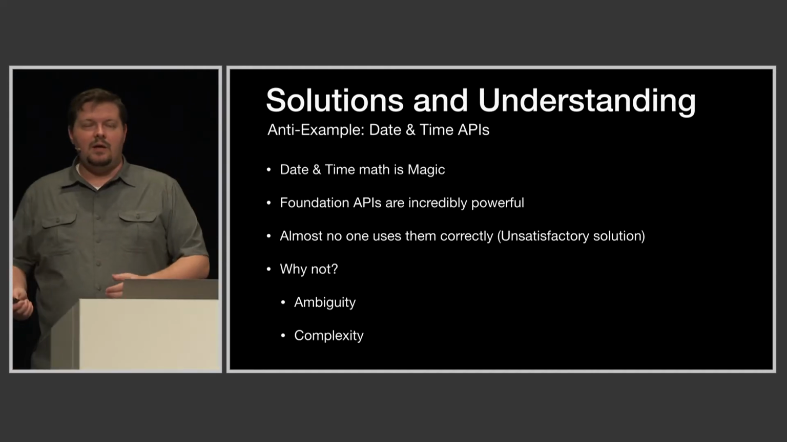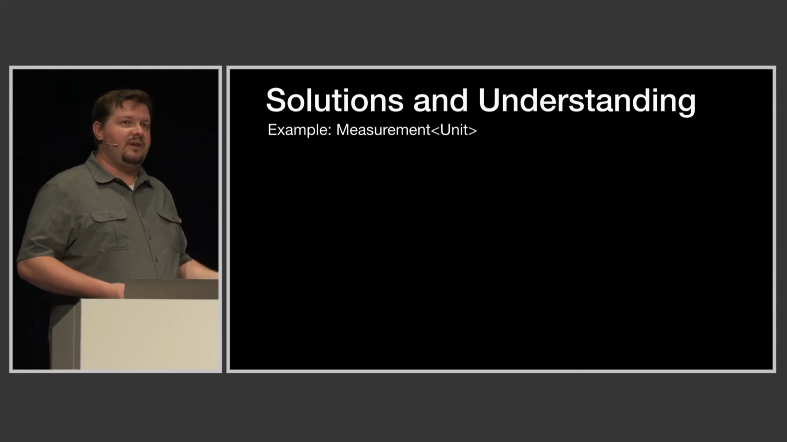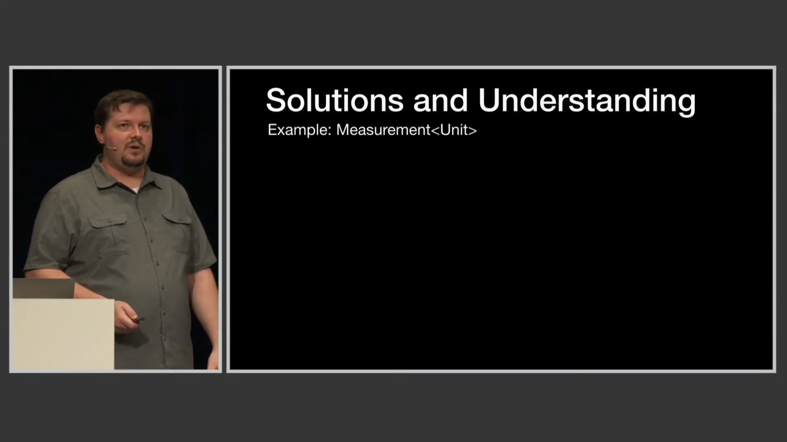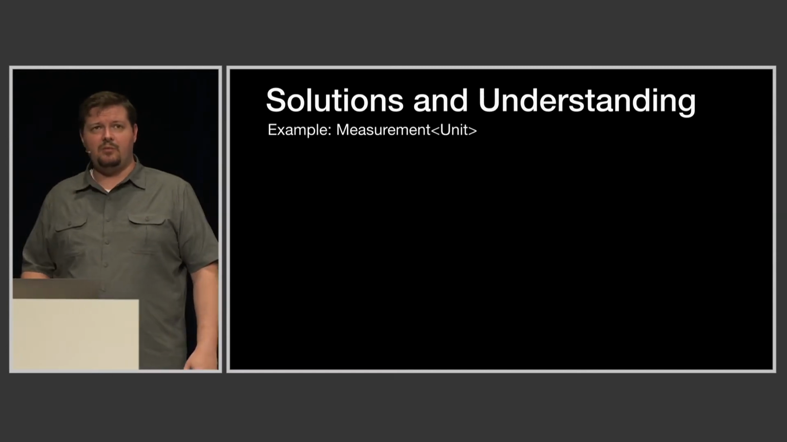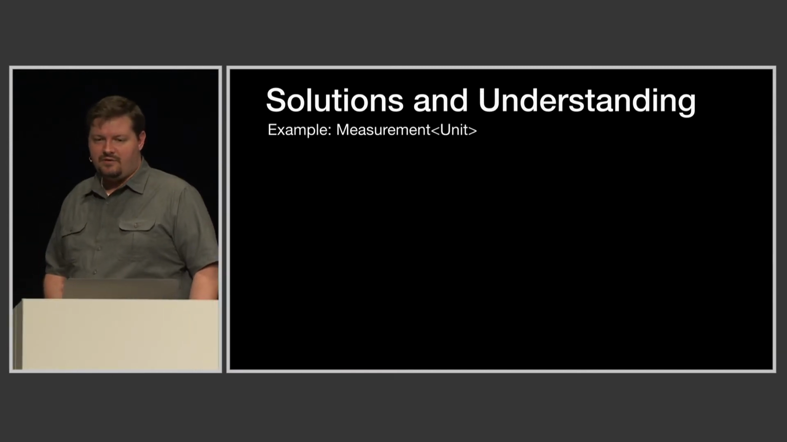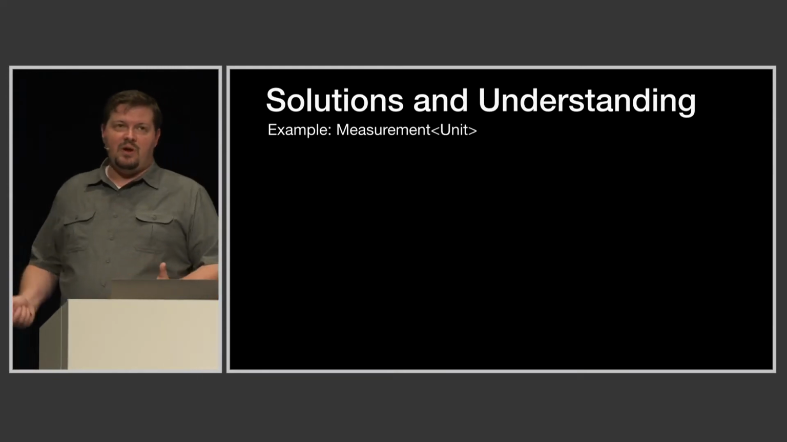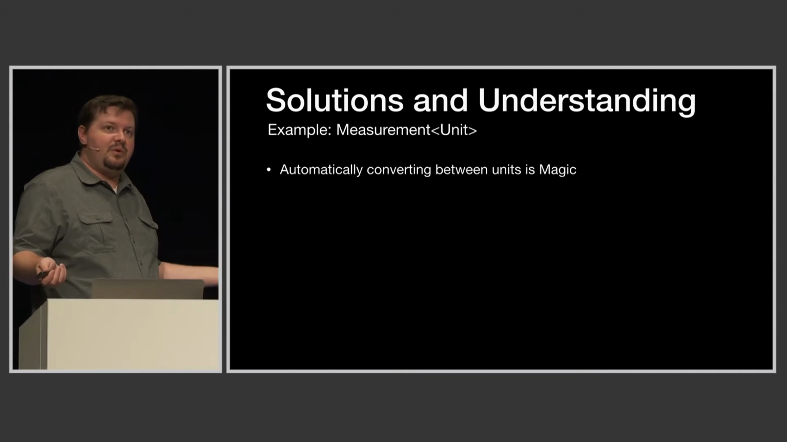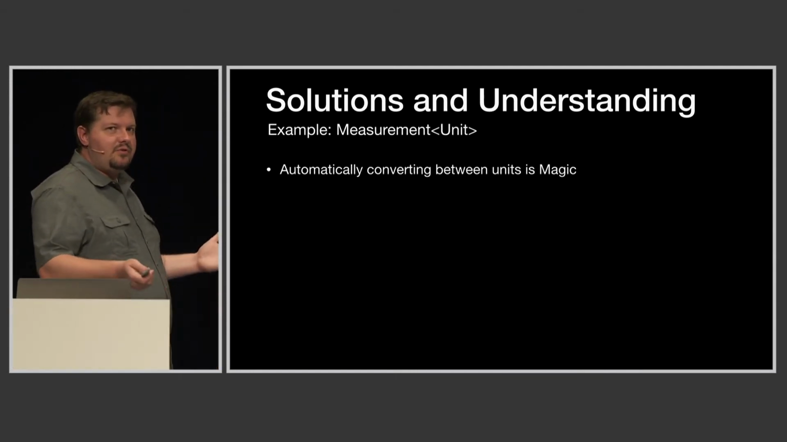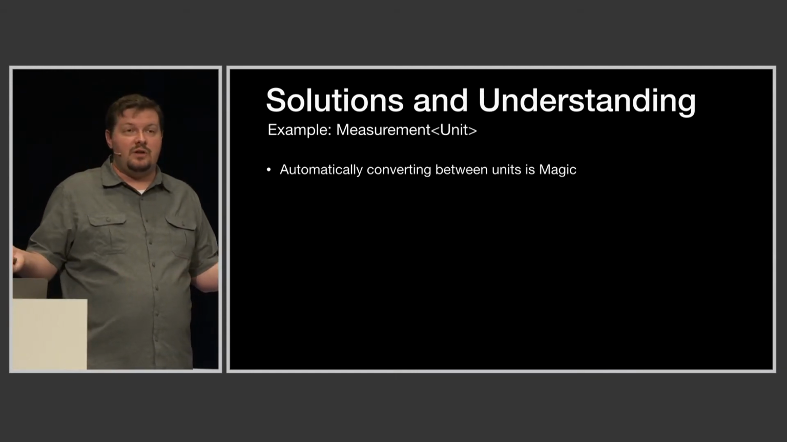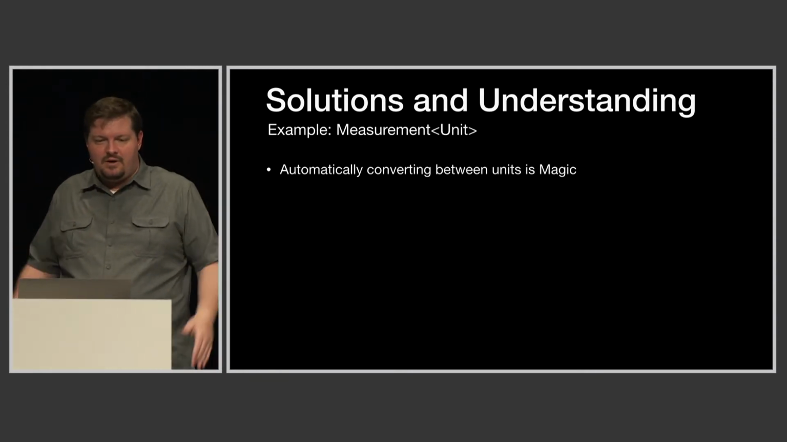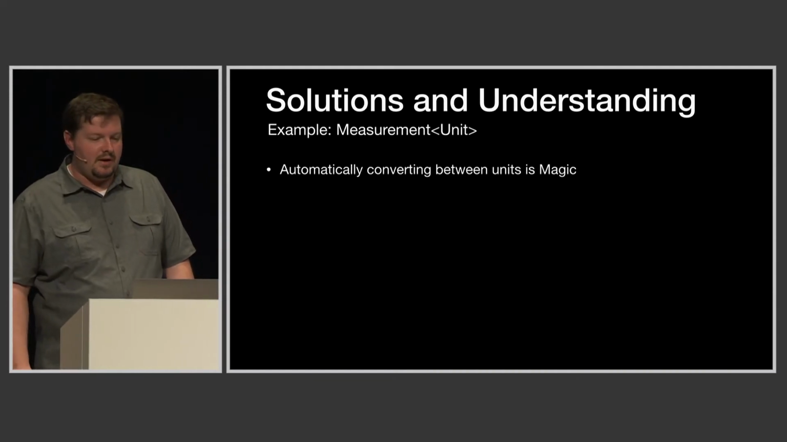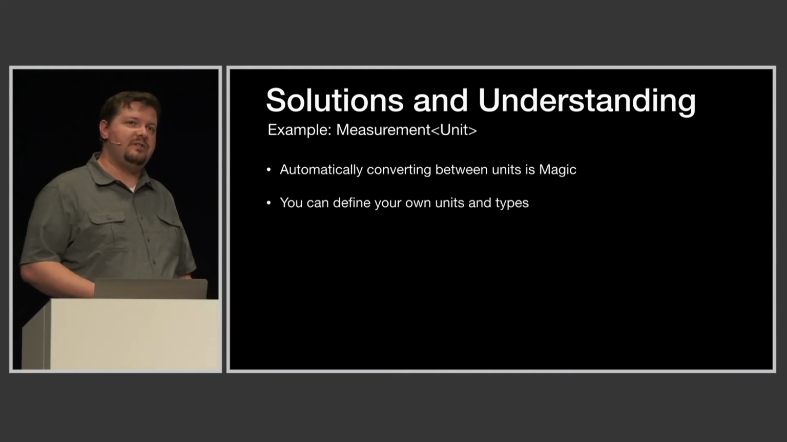On the other hand, an example, I think, of a satisfactory solution, or a solution that solves the problem well, is the measurement API. If you're unfamiliar with Measurement and NSMeasurement in Foundation, this is an API for converting between units. Now, this seems like a pretty simple thing. You can do any sort of unit conversion in pretty much constant time. That's nice, right? But the thing that I think is really cool about the measurements API is you can actually add your own units and types.